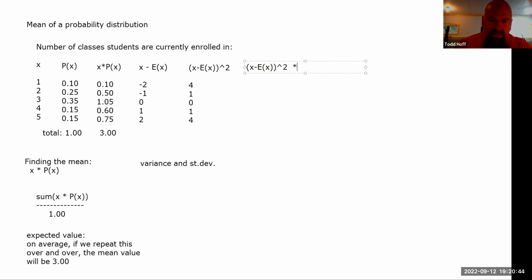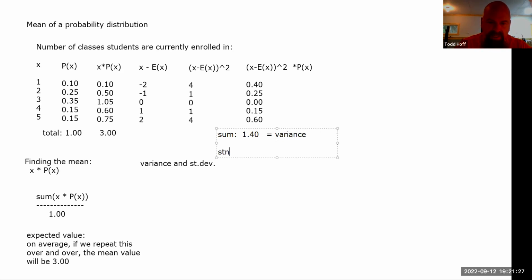So it's still that value times the p of x. So here we've got 4 times 0.1 is going to be 0.4. That's the probability over there of 1. 1 times the probability of that row is 0.25. So 1 times 0.25 is 0.25. 0 times anything is going to be 0. This one, 1 times that probability is 0.15. And here it's 4 times 0.15, so that'll be 0.6. And now we have to add these up. If I add those up, I get 1.40. This is the variance.